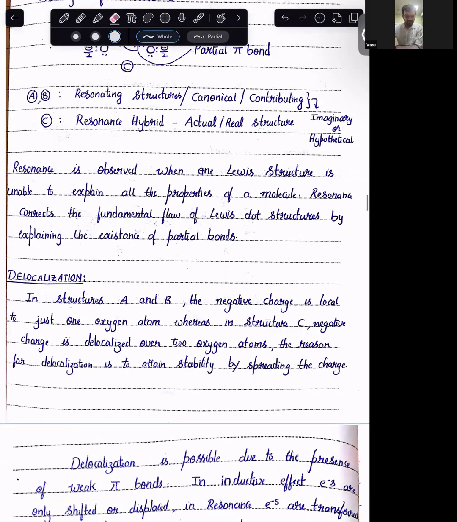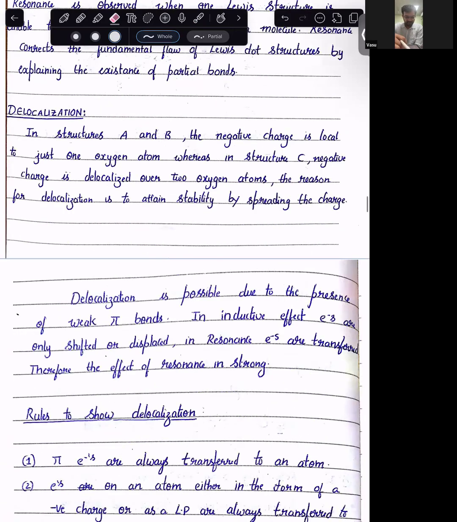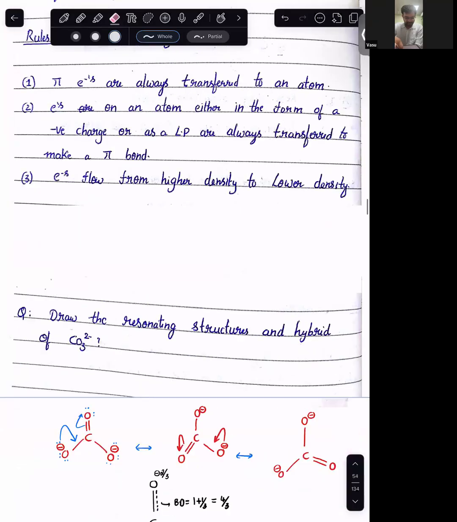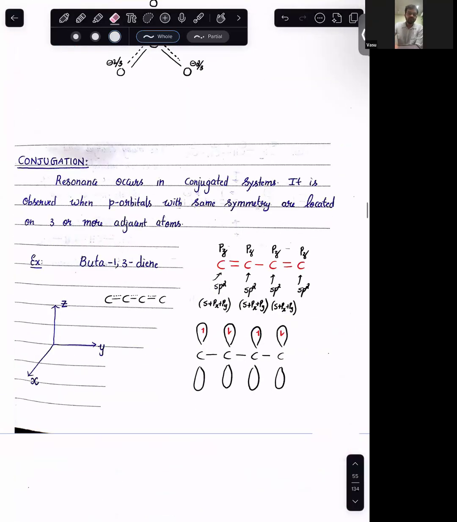Okay. So let us try to understand when this resonance can happen. I think we started answering that. So resonance occurs in conjugated systems. So whenever you have a conjugated system, there will always be resonance. So we need to understand what is meant by a conjugated system. Conjugated systems are those systems where you have symmetric p orbitals present on three or more adjacent atoms.